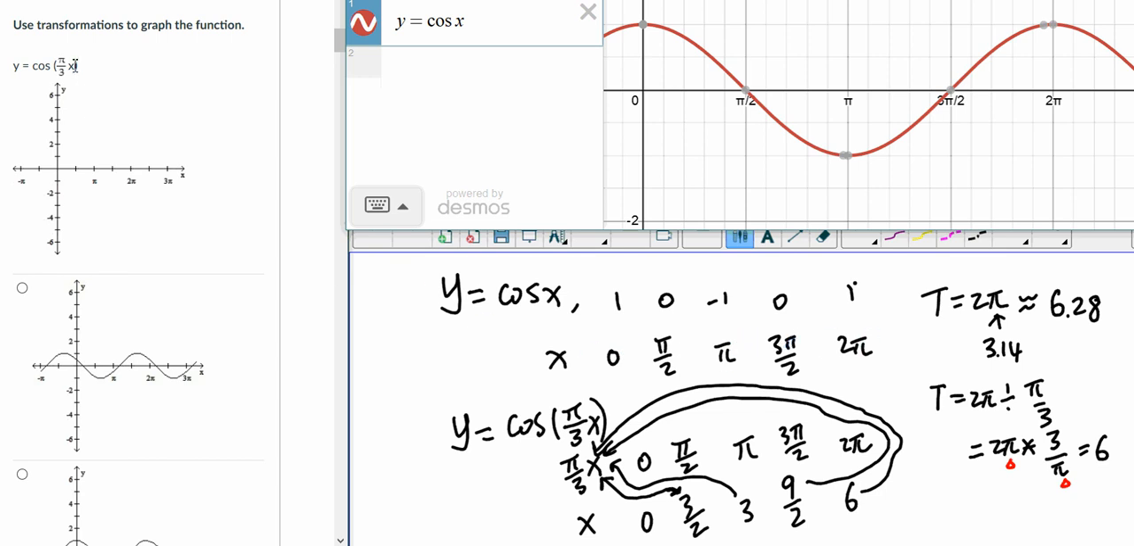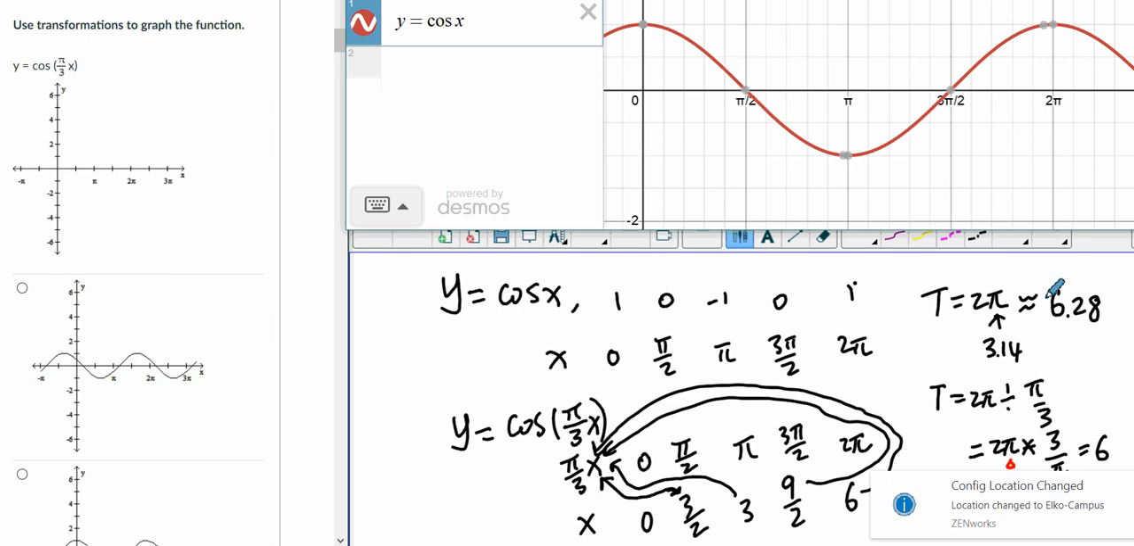Now we have here pi over 3 times x. Based on our formula, the period is always 2 pi divided by the coefficient pi over 3 in front of x. Then you take the reciprocal of pi over 3, which is 3 over pi. Cancel this pi, you have 2 times 3, which is 6.